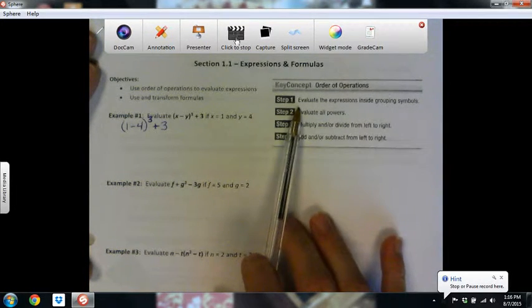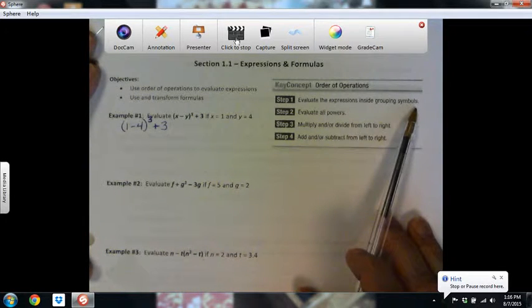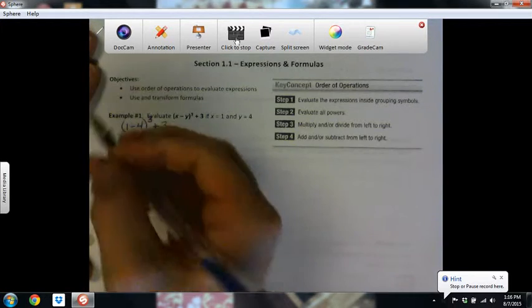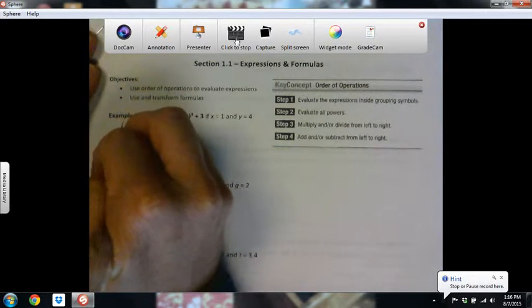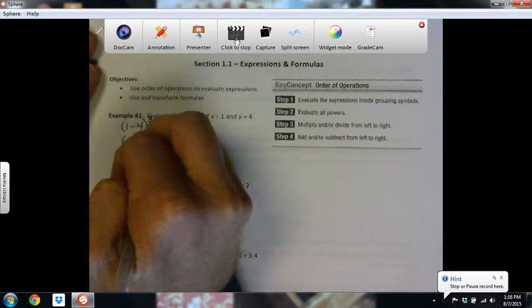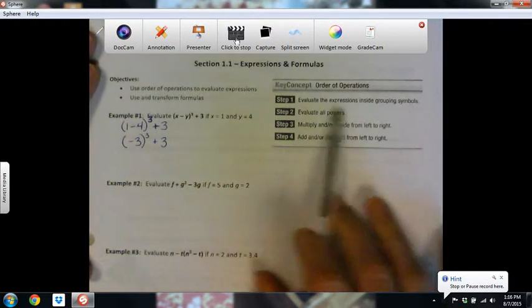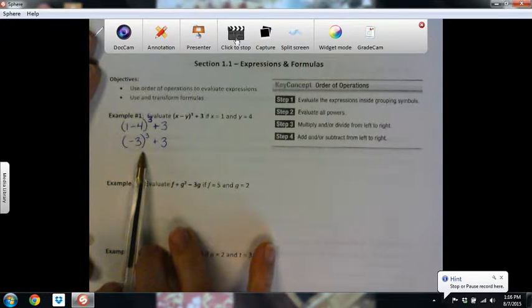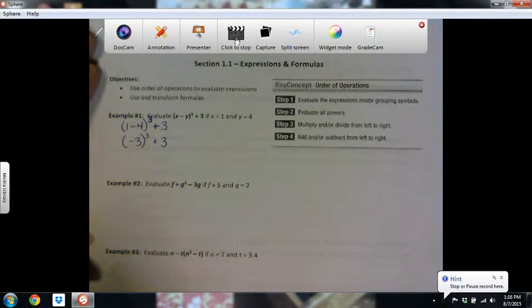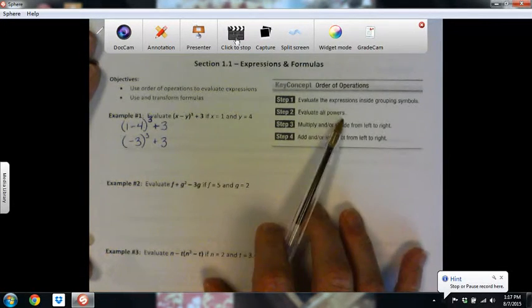The first thing it says to do here is to evaluate expressions inside the grouping symbols. Well, in that case, the grouping symbols would be the parentheses, so I'm going to say 1 minus 4 is negative 3, to the third power, plus 3. There are no grouping symbols left. This is really just parentheses to show that that's the number taken to the power. And now it wants me to evaluate all powers.